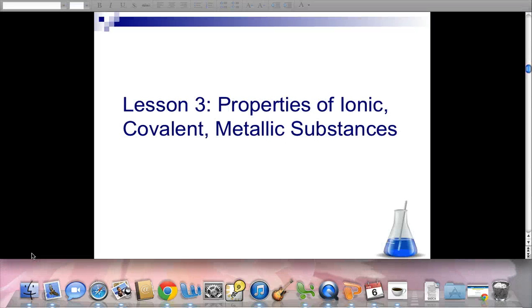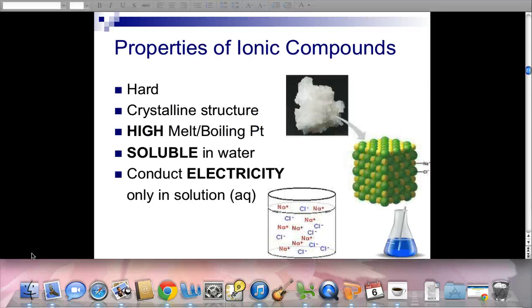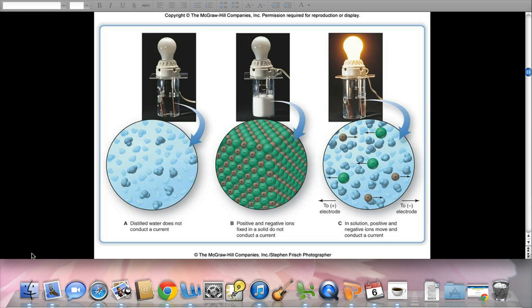Unit 8, Lesson 3, the properties of ionic, covalent, and metallic substances. So the properties of ionic compounds, you're going to notice these are very similar to the properties of metals. They are hard, they have a crystalline structure, they have high melting and boiling points, they are soluble in water, and they conduct electricity, but only if they're in a solution. Because keep in mind, to have electricity to be conductive, electrons must be free to move.